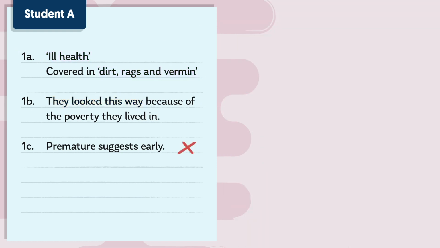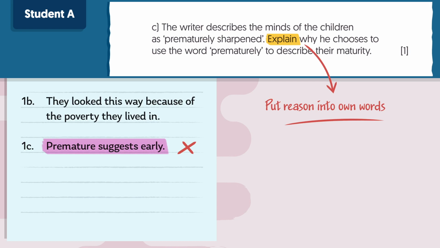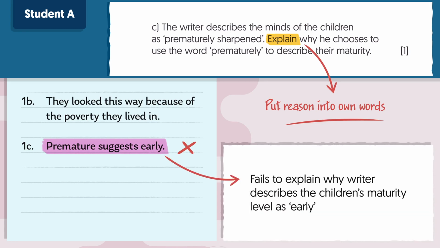However, they didn't get the mark for part C, which was to explain why Dickens has used the term prematurely sharpened to describe the children's minds. Remember, when you see the phrase explain for question 1, that means that you're being asked to put the reason into your own words. The student has done this, but they've just explained what the word prematurely means. They haven't explained it in the context of the question, which asks about the maturity of the children. So they didn't get the mark.